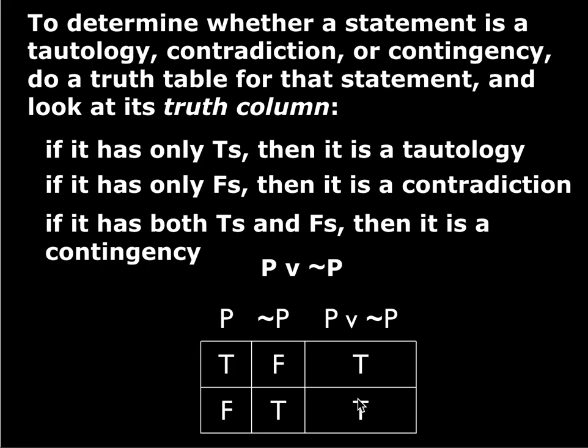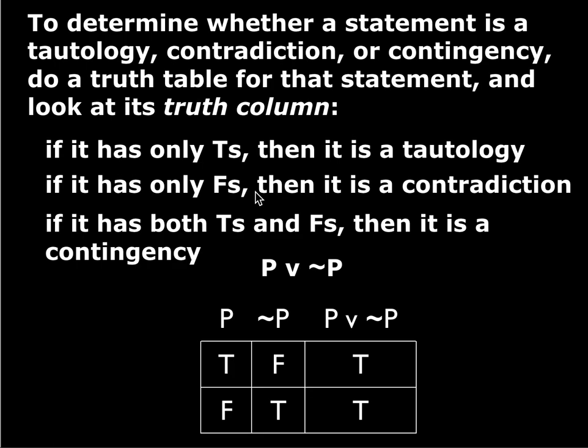I'm going to go through what I just did, but sort of formalize it a little bit. To determine whether a statement is a tautology, contradiction, or contingency, you do kind of what I just did with P or not P. You do a truth table for that statement, and then you look at the truth column for that statement. That's the column of T's and F's underneath that statement, the column of truth values. If it's got only T's, then it's a tautology. And remember, this one had only T's. If it's got only F's, then it's a contradiction.